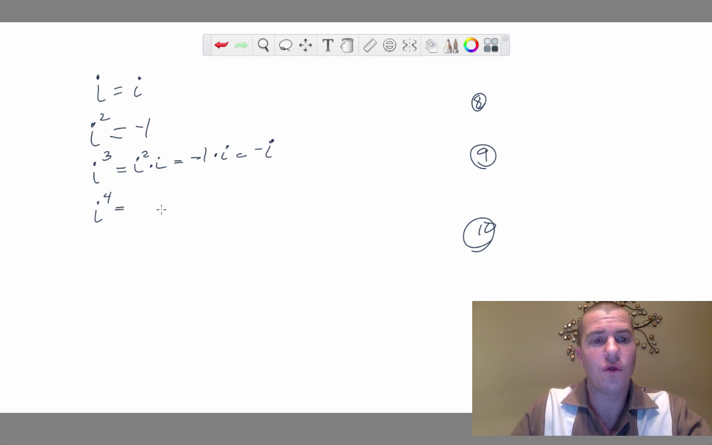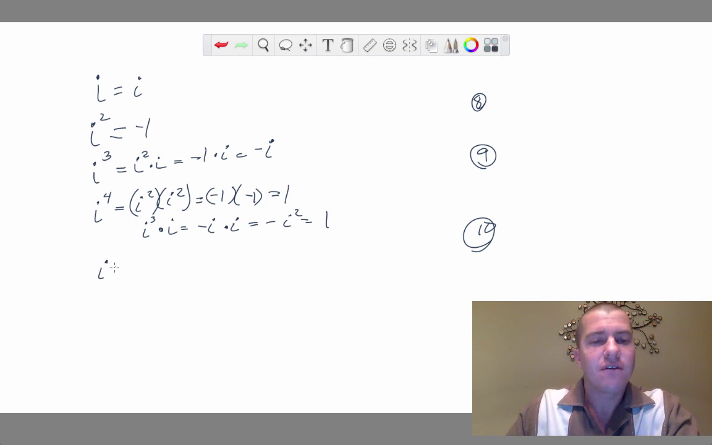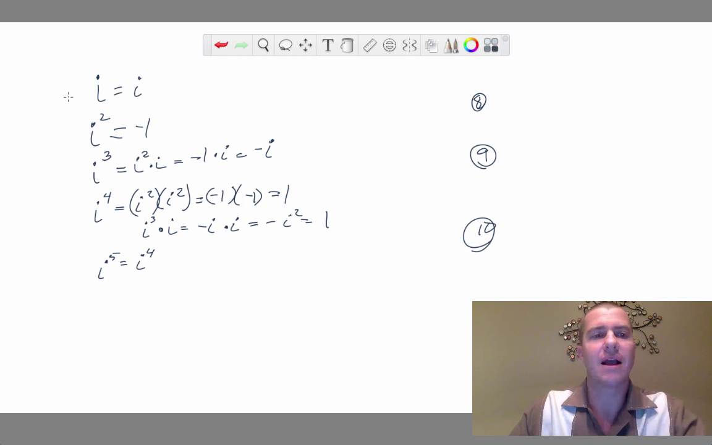And i to the fourth, you can look at this two different ways. I to the fourth is i squared times i squared, which is negative 1 times negative 1, which becomes positive 1. And after that, once you get to i to the fifth, you start over back here.